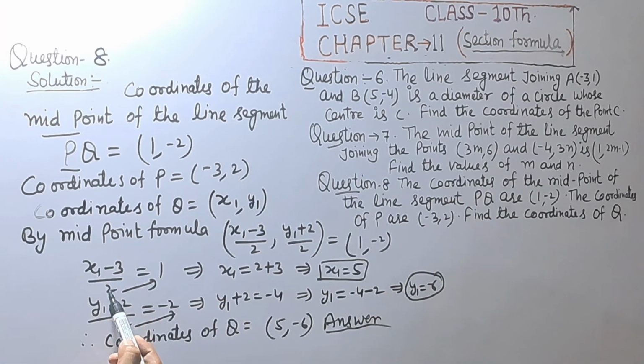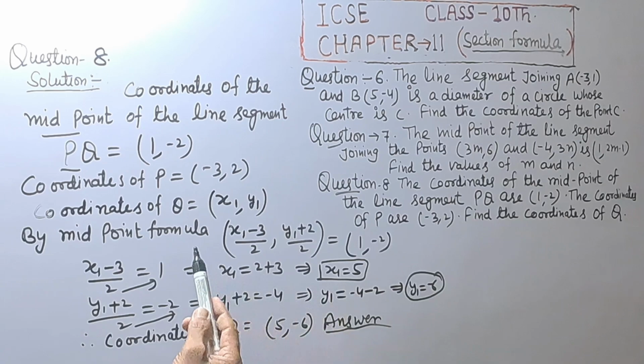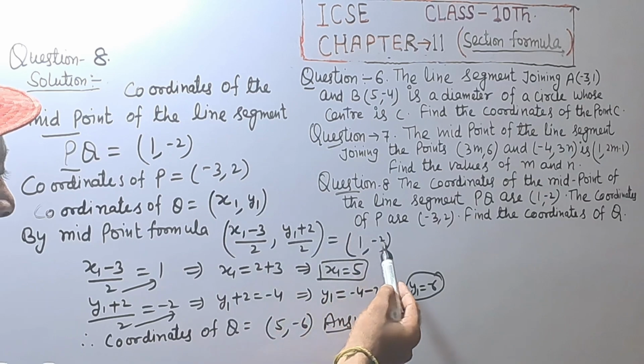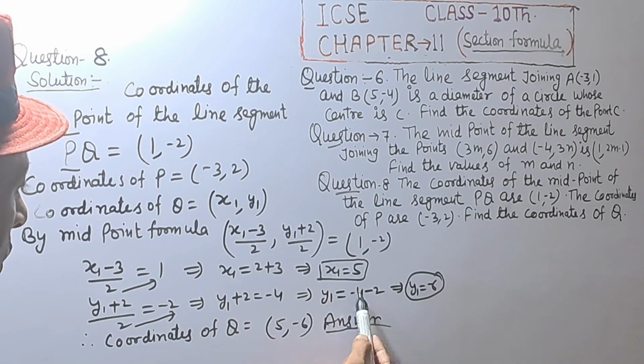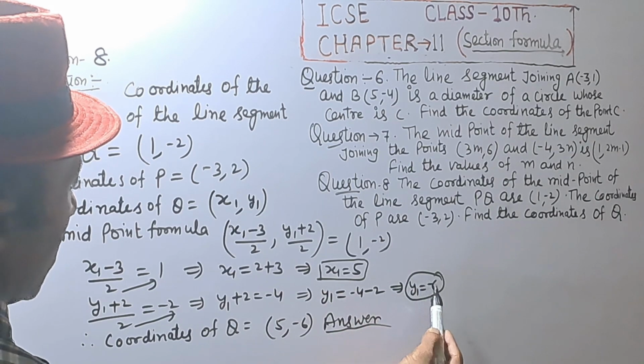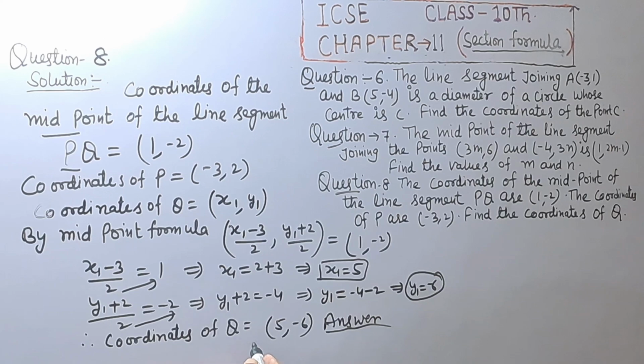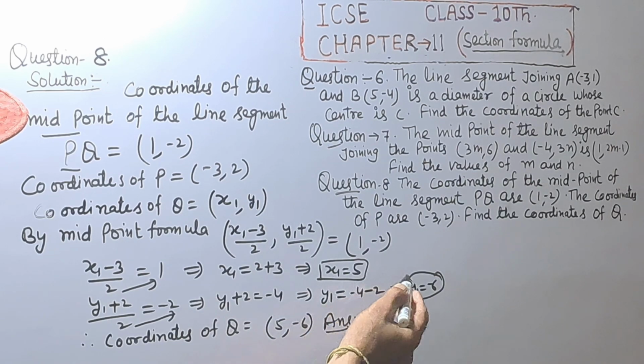First point is (x1 - 3)/2 is equal to 1, 2 1s are 2 and 3 shifting right, 3 will be positive and 2 plus 3 is equal to 5. We get x1 equal to 5. And second point, that is (y1 + 2)/2 is equal to -2. 2 2s are -4 and 2 is shifting right, this will be negative, -4 minus 2, that is -6, and value of y1 is equal to -6. So the coordinates of Q is equal to x1 is 5 and y1 is -6.